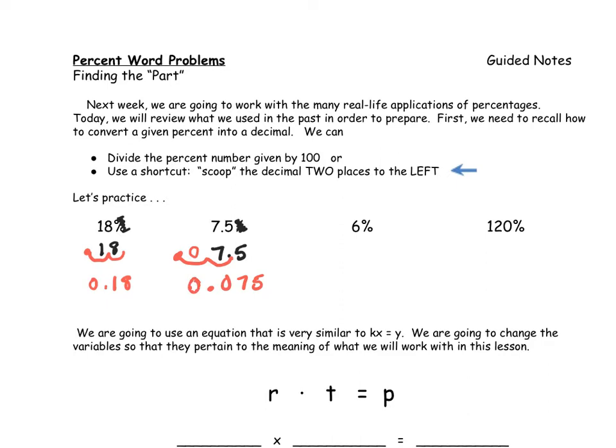I'd like you to try the next two on your own. So pause the video and then start it again to see the answers. All right, in our first example, we had to put a 0 in the empty loop and a placement 0. So this is 6%, which equals 6 hundredths.